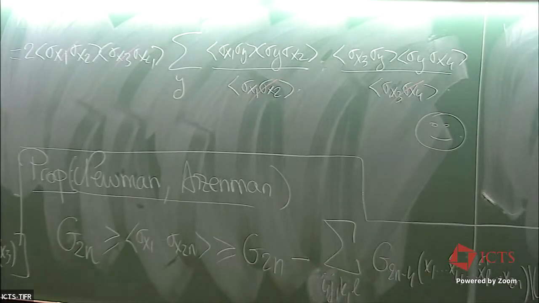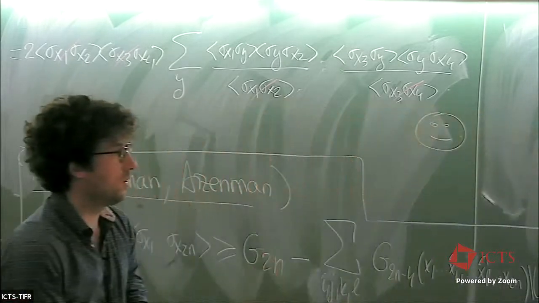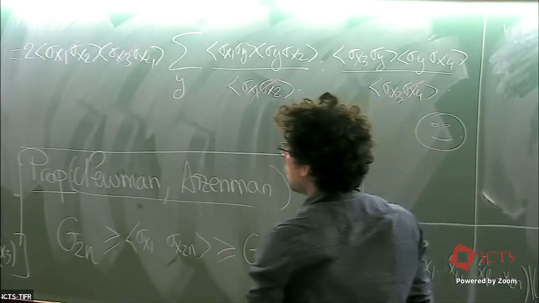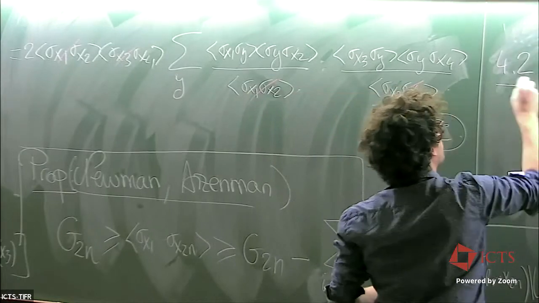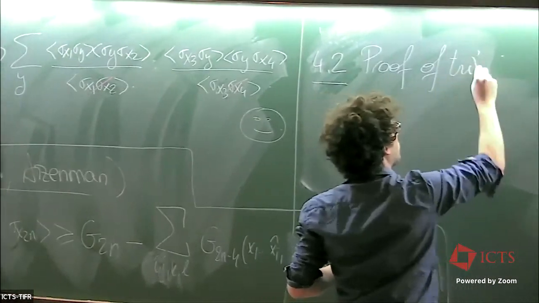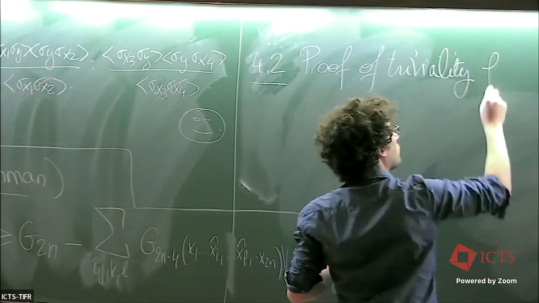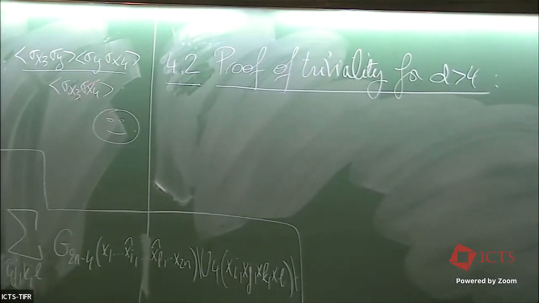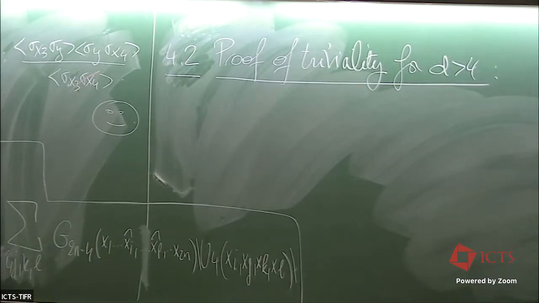So let me just do the computation. Let me prove the theorem, maybe 4.2, proof of triviality for D larger than 4, and here strictly larger. Here, I'm going to make an assumption. It's a very big assumption, but you can actually run the proof without it. It's just that it's much more ugly.